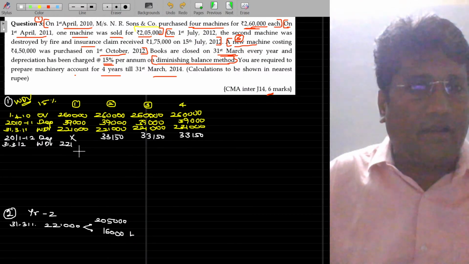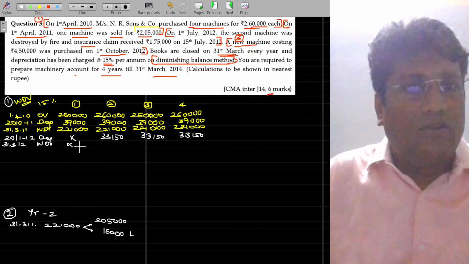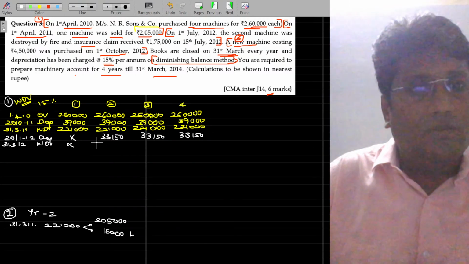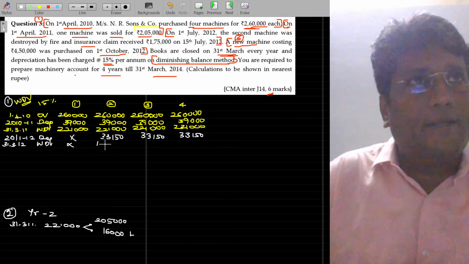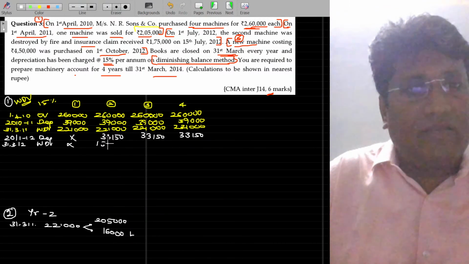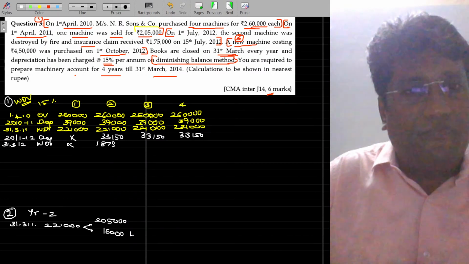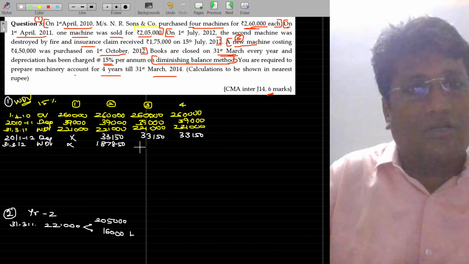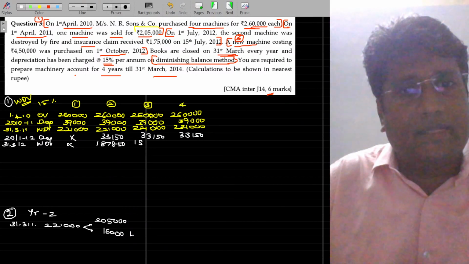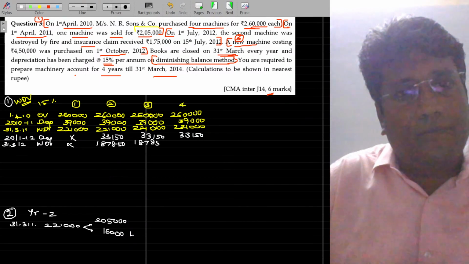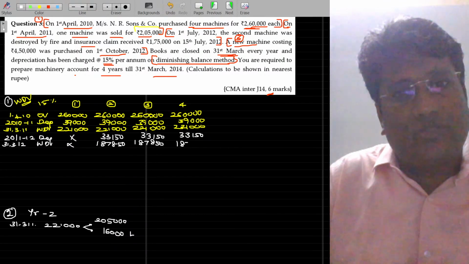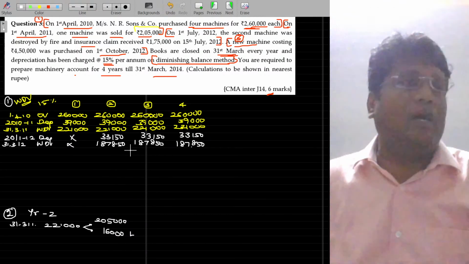The first one is nil, right? Sorry. This one is 1 lakh 87,850. That remains constant for all other assets also. So 1 lakh 87,850. We got it now, as on 31st March 2012.